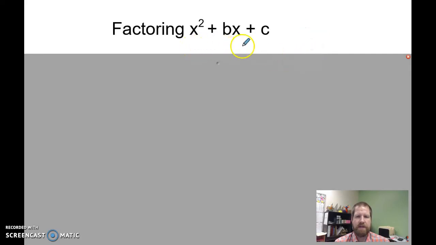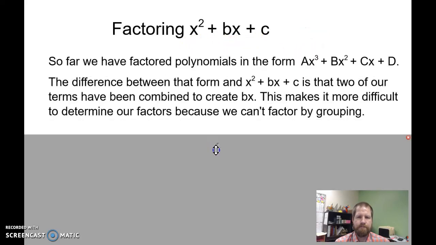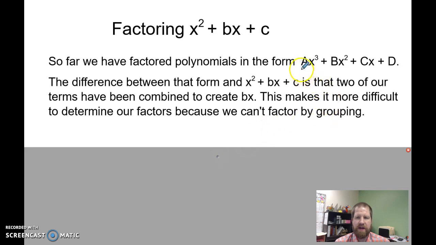Factoring x squared plus bx plus c. All right, so we've been factoring four-term polynomials so far. Now we're going to be looking at trinomials, okay? Polynomials with three terms. And it's actually a little more difficult to factor trinomials than it is polynomials with four terms.